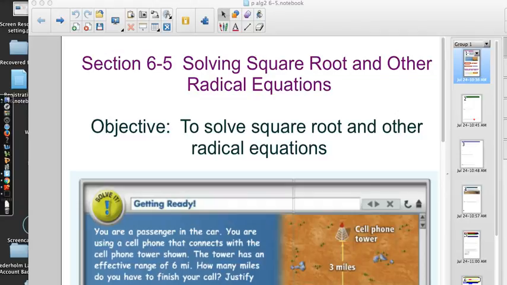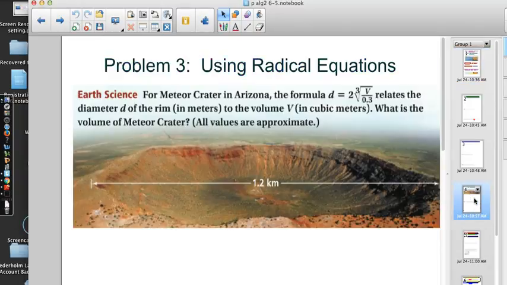Today's topic was to solve square root and other radical equations. So find your spot in there. We did, let's see, the crater problem. That was the last one that we talked our way through. And every once in a while they seem to put a word problem in here where it just seems like filler because it's not necessarily a great word problem for what we have. This was one of those where we're just basically putting numbers in and doing a little manipulation.